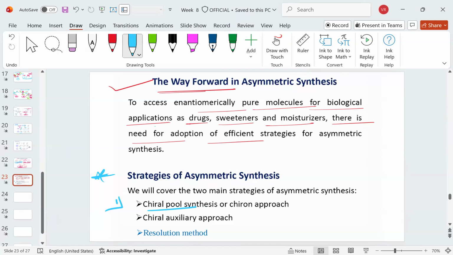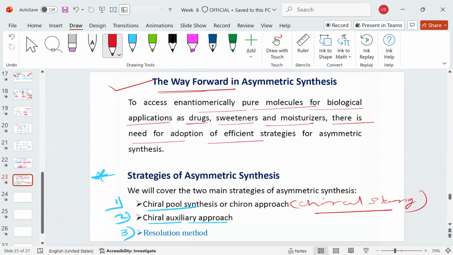Right now we don't really need to worry about what the chiral pool synthesis is. The second one is the chiral auxiliary approach, and the third approach is resolution. Based on this terminology, you can see what chiral pool is. In short, we can use a chiral starting material and carry that chiral center to the end product. That will be chiral pool synthesis.